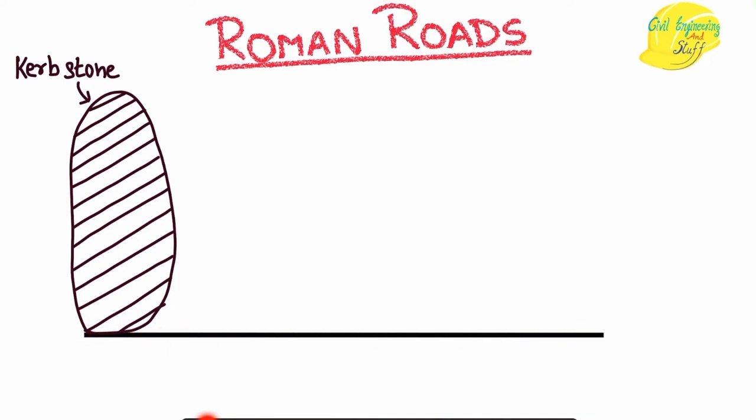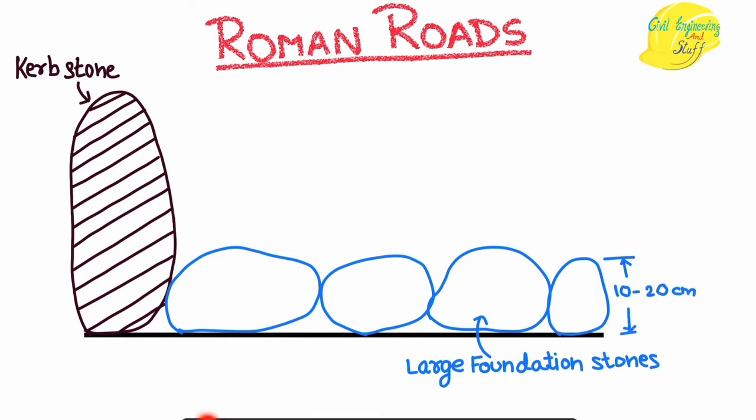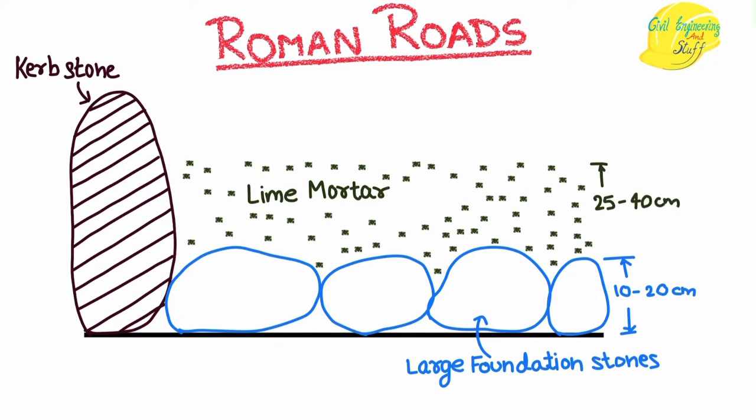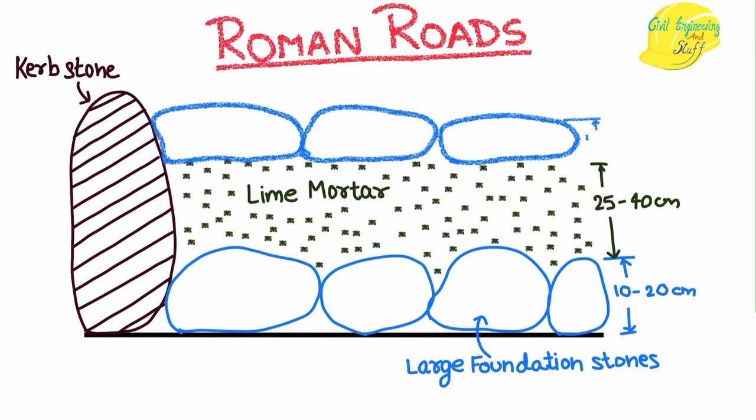Once the hard rock strata was reached, large foundation stones were placed over it, and the depth normally varied from 10 to 20 centimeters. Above the large foundation stone, another layer of lime mortar was placed. The depth of this lime mortar layer varied from 25 to 40 centimeters. Then again, over this lime mortar layer, big stones were placed. The depth varied from 10 to 15 centimeters, and basically this layer acted as a surface layer over which the movement of traffic was carried out.